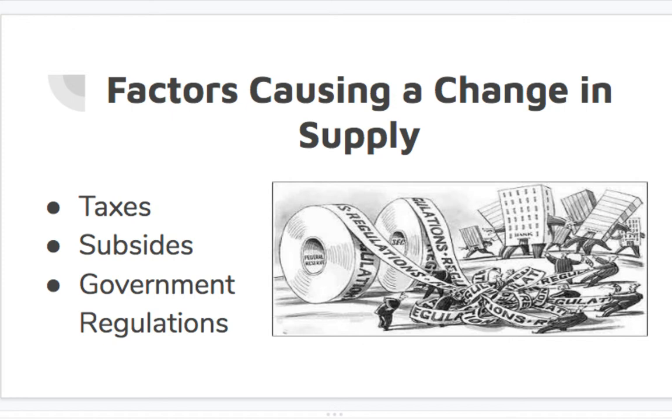Firms can view taxes as a cost of production, just like a raw material and labor. This is why businesses almost always lobby for lower taxes. If a company pays fewer taxes, it can produce more goods at each possible price point, shifting the supply curve to the right. However, if a tax goes up, the production costs go up, and it's going to produce less at every price, thereby shifting that supply curve to the left.